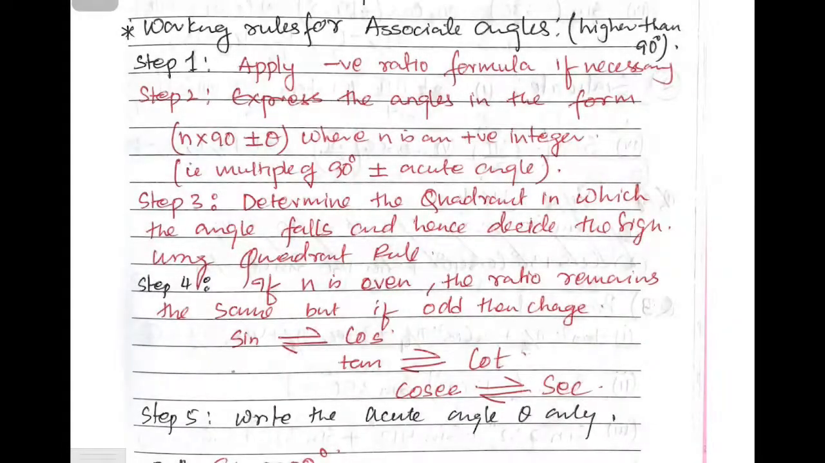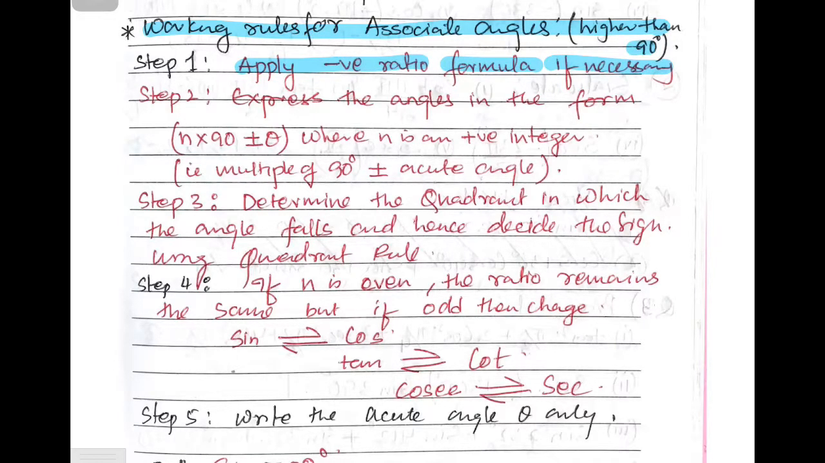Okay, the rule, as I was talking about the rule. Now the rule, I have it here. I suppose you have already copied this and attached this as a PDF file below. So look carefully. It says working rules for associate angles that is higher than 90 degree. Those angles which are higher than 90 degree, any angle 150, 300, 350, you can calculate by using this particular rule. So step 1 says apply negative ratio formula if necessary.